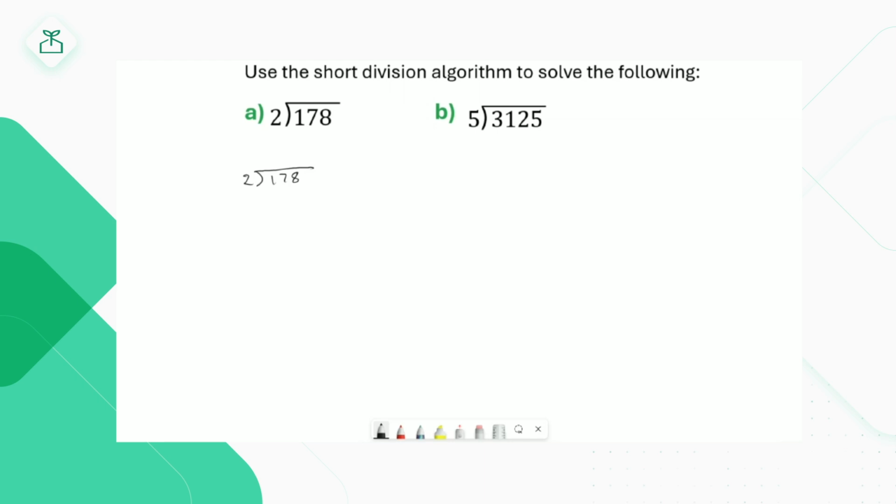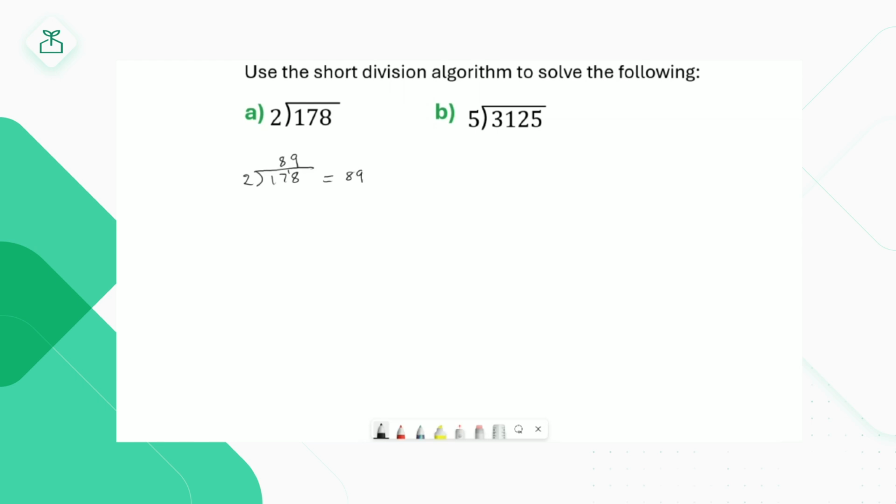How many times does 2 go into 1? It doesn't. How many times does 2 go into 16? Well, that goes 8 times with a remainder of 1. How many times does 2 go into 18? 9 times. There's no remainder. It goes in evenly. So the answer is 89.